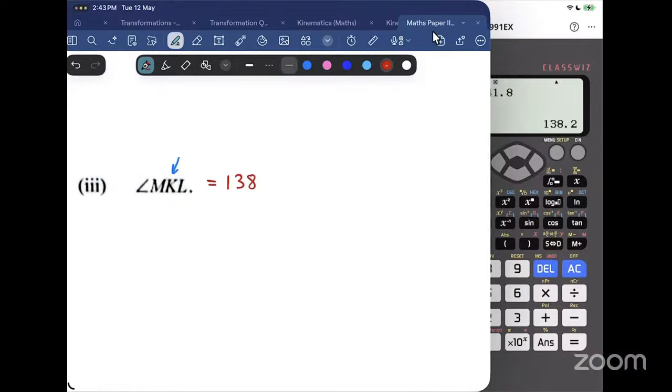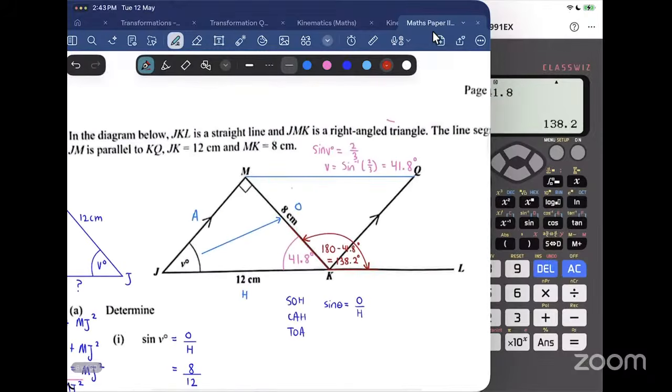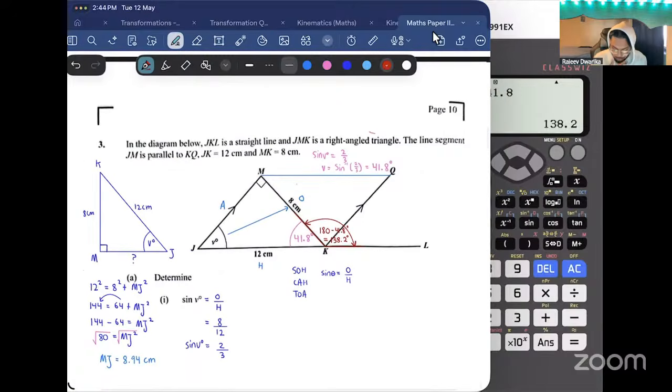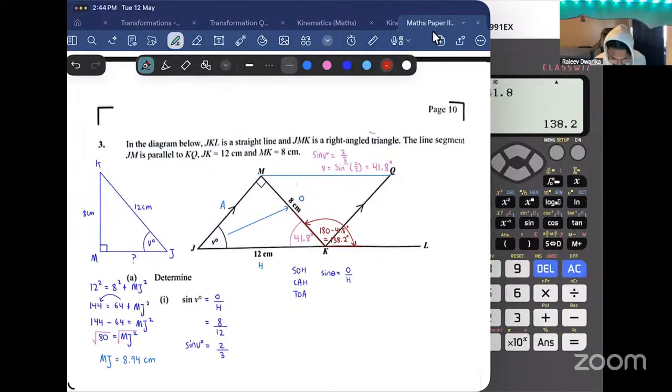Actually, sir, like I said before, I assumed that I was looking for the small angle. I went around by stating that sine V would have been the same on the other side, because I believe they said that in the question as well, sir. Sine V would have been the same as QKL, because they said that JM is parallel to KQ. Yeah, look, they say it here, the line segment JM is parallel to KQ.